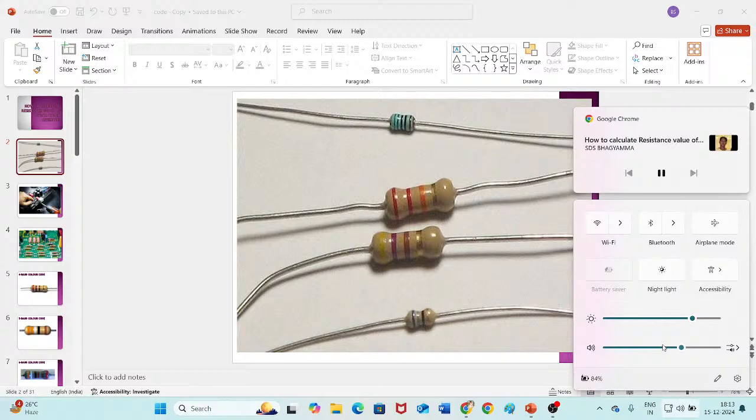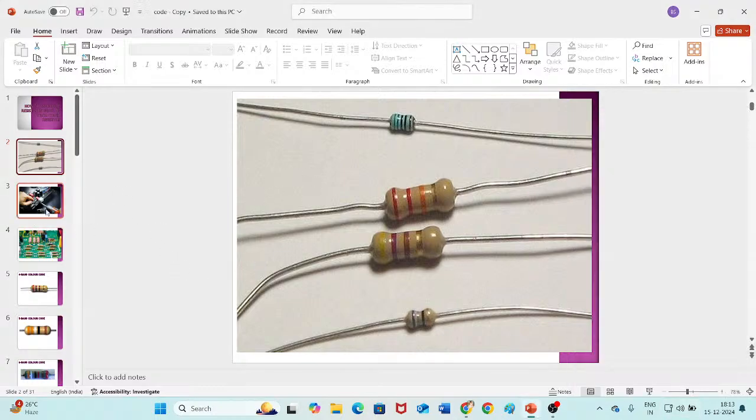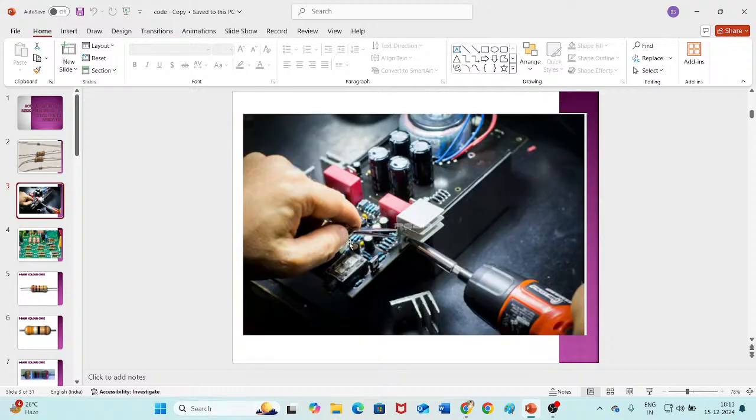Okay, so these color bands represent the resistance values and tolerances. The resistors are usually tiny in shape. You can see here a person trying to fix a resistor on some circuit board. They are usually tiny, so it is difficult to print resistance values on them.